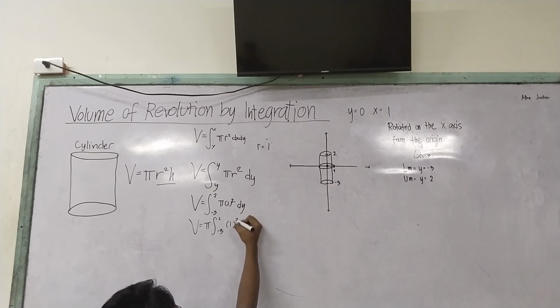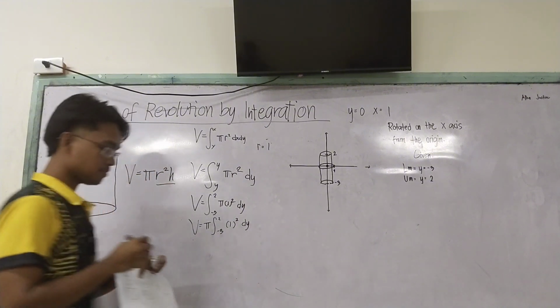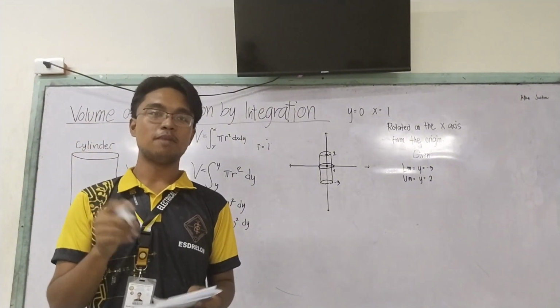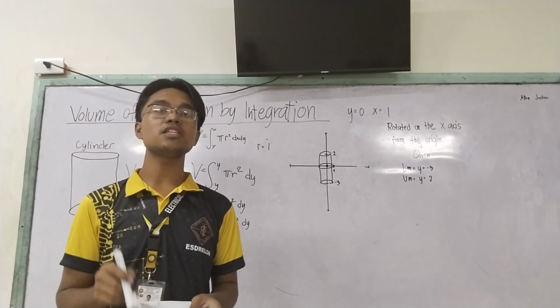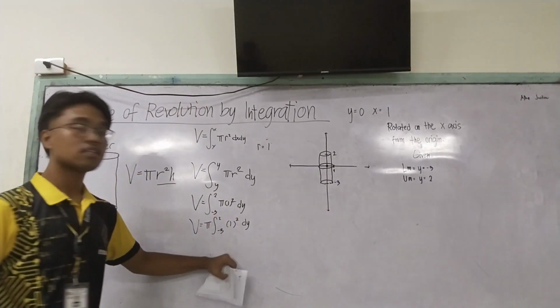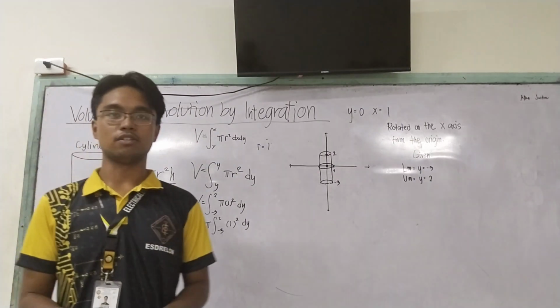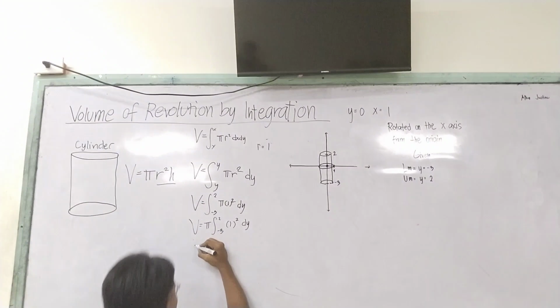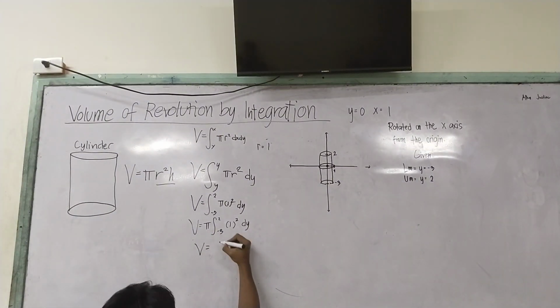At this time, we can get the answer. By just using your calculator, simply input this given equation and then voila, you get the answer. So the answer is 5 pi.